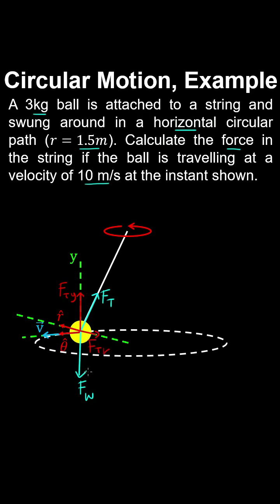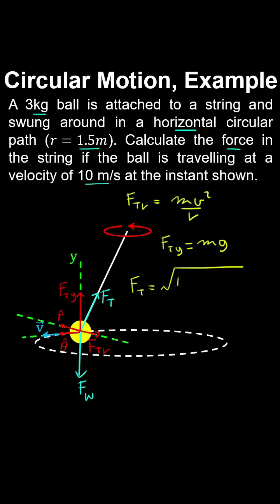Applying Newton's second law in the radial direction, and Newton's first law in the vertical direction, and solving for the vertical component of the tensile force, now you can substitute the known values to obtain these components, and therefore the magnitude of the tensile force is obtained using Pythagoras' theorem. And post your answer in the comments.